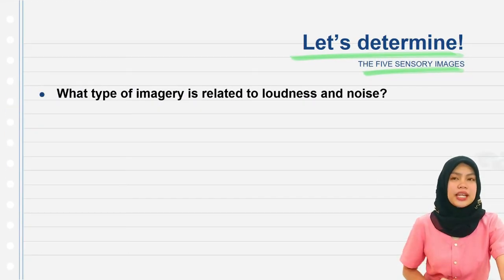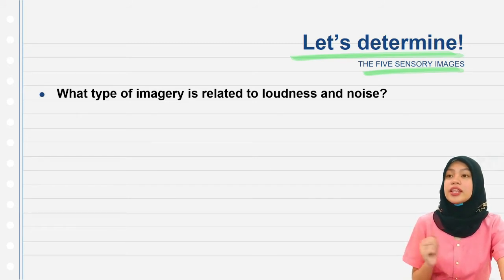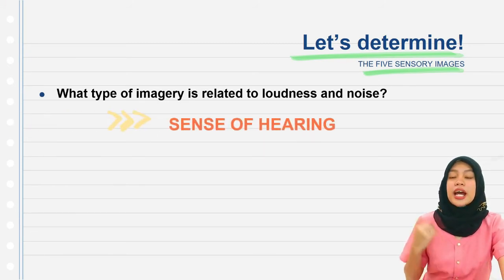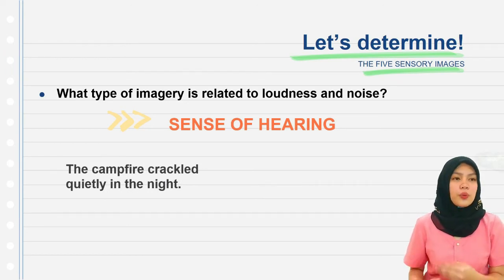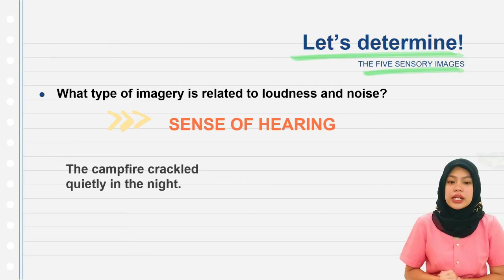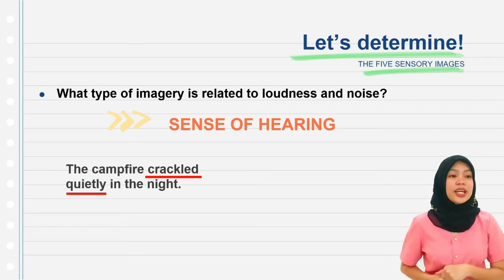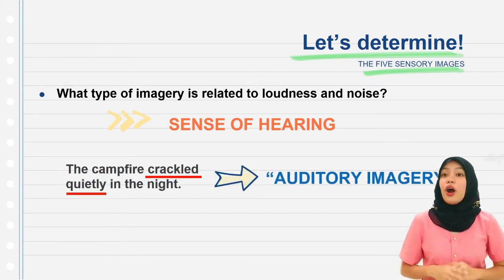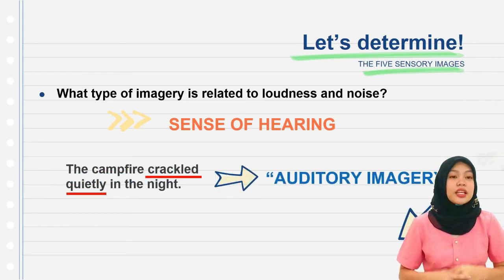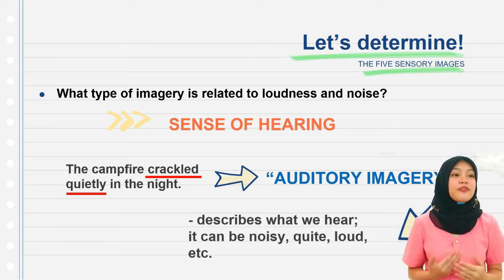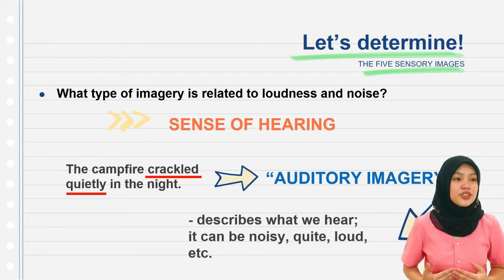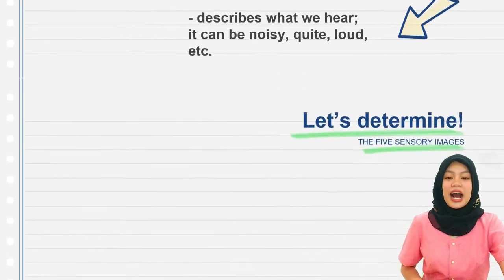For number 1, what type of imagery is related to loudness and noise? In the example that I presented, the campfire crackled quietly in the night. What are the words that made you think it's a sense of hearing? Yes, friends. Crackled quietly. In imagery, class, this is called auditory imagery. It describes what we hear. It can be noisy, quiet, or loud. Can you repeat after me? Auditory imagery.